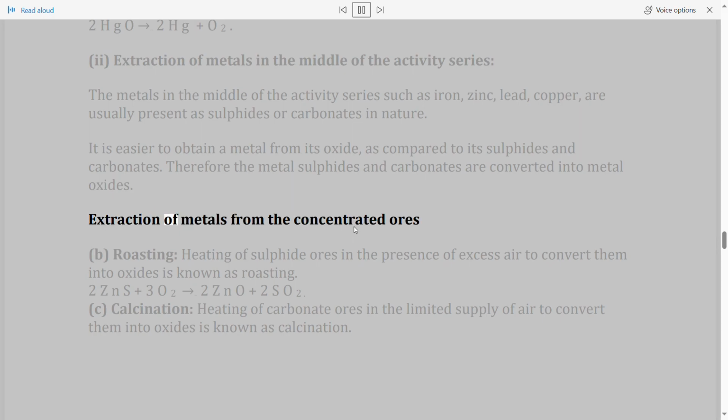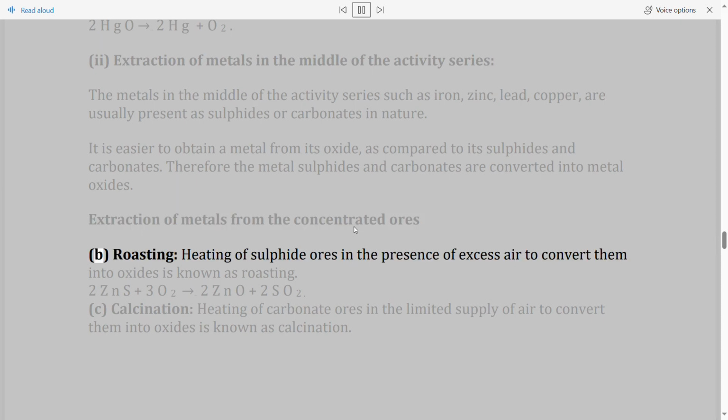Extraction of metals from the concentrated ores. B. Roasting. Heating of sulfide ores in the presence of excess air to convert them into oxides is known as roasting. 2ZnS + 3O2 gives 2ZnO + 2SO2.